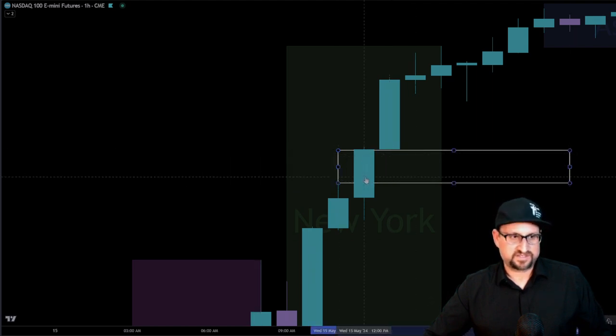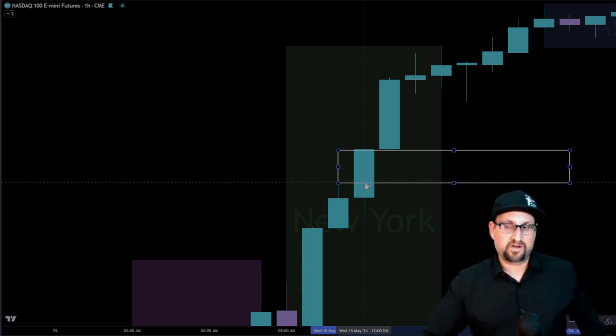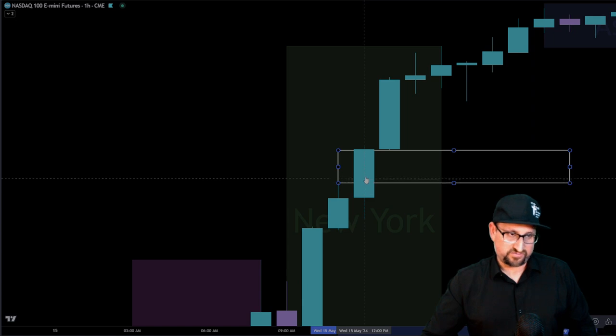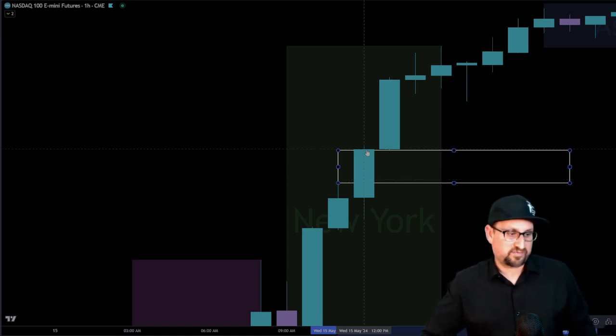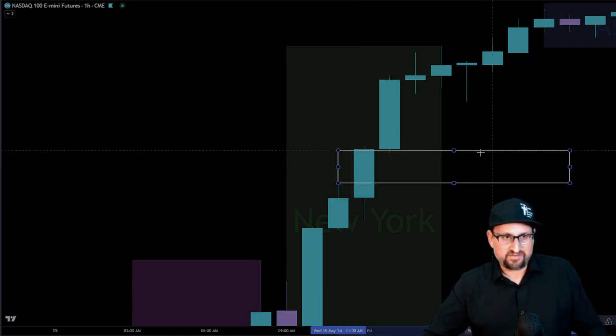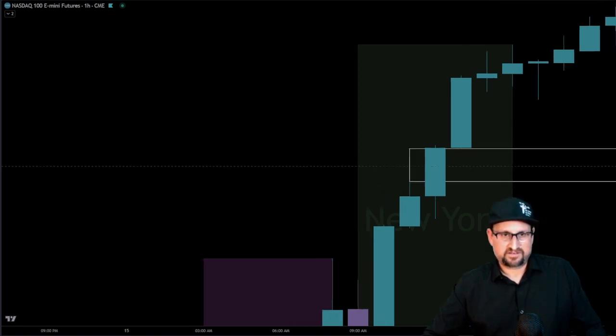This is an inefficiency. This is in a sense essentially where the market has moved in one direction. It just didn't trade fairly here. The price delivery was all one-sided in one direction. So the idea of this is, since a market is built on balance algorithms, it's going to come back and revisit this area.